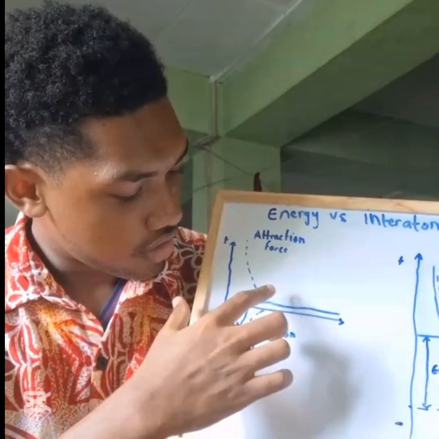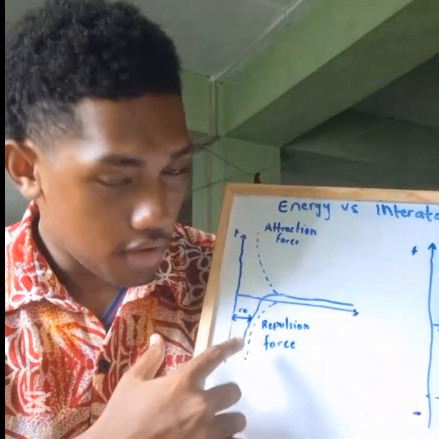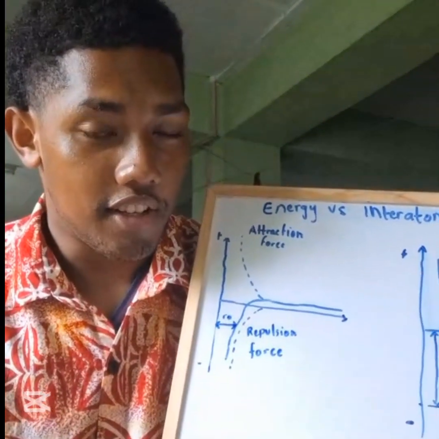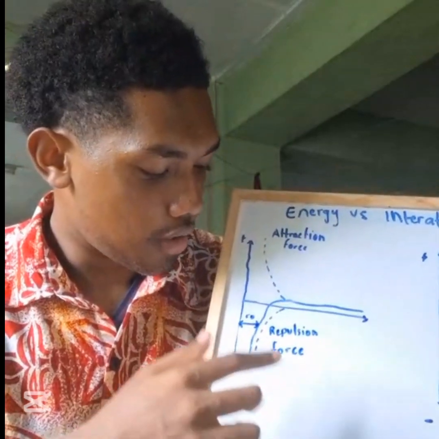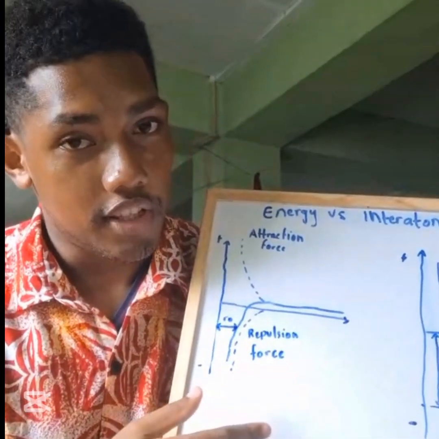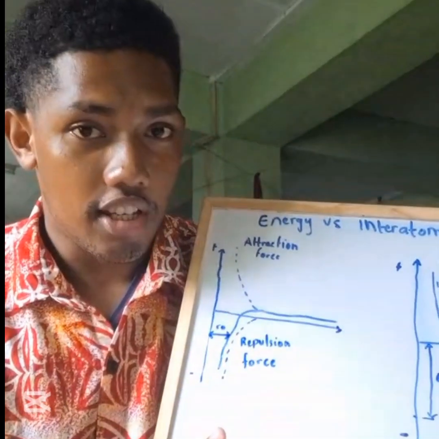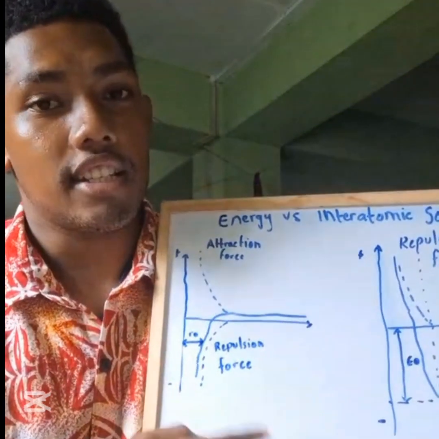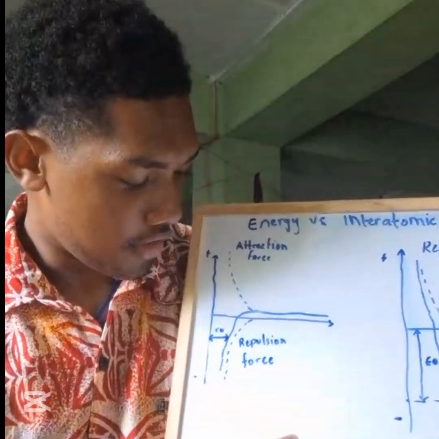But if the electrons or the atoms continue to travel and go down the graph, what happens? When you go into the lower region, the system becomes negative. The electrons try to attract, but when the system is negative, they cannot. When negative and negative try to attract, they cannot, so there is a repulsive force. That's why in this region there is a repulsive force.